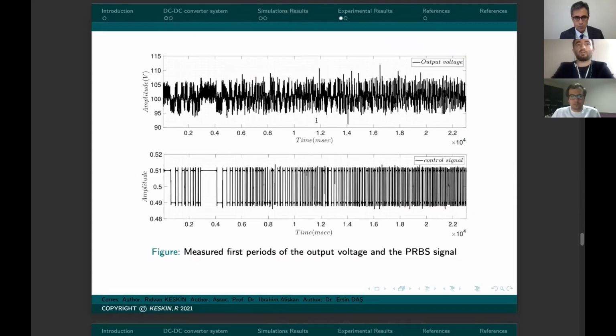Here, the output voltage and the PRBS signal obtained from the converter can be seen in this figure. Since the real-time signal sampling rate of the DSP card is limited, healthy data was obtained only up to a certain frequency. It's nearly 50 Hz, because the sampling time of the DSP card is 0.01.